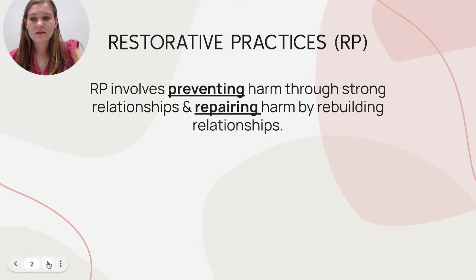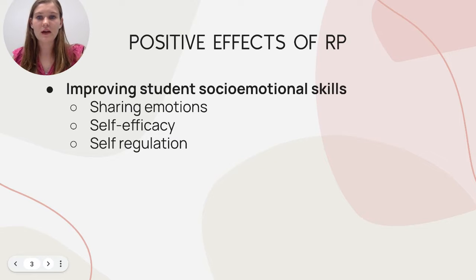When restorative practices are implemented in schools, there are several positive effects, including improving student socio-emotional skills. When students improve their socio-emotional skills, they have improved ability to share their emotions with one another. That's because they practice that through restorative practices when they're building relationships. They also have improved self-efficacy, meaning they're able to advocate for themselves and conduct themselves in a more efficacious manner. Finally, students are able to self-regulate better, meaning that they're able to control their emotions and control their reactions to respond appropriately to their peers.